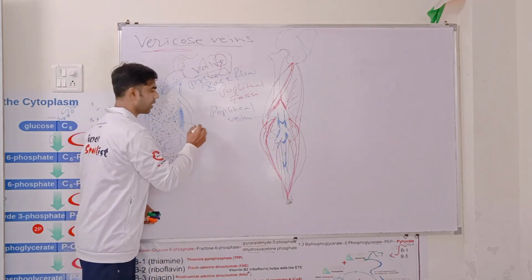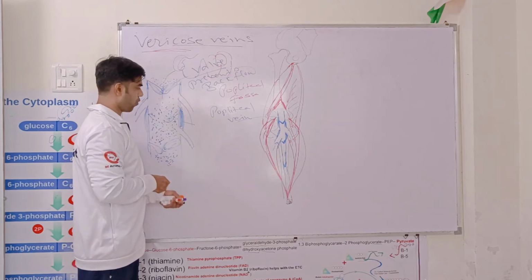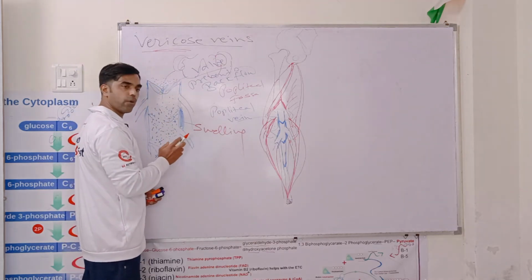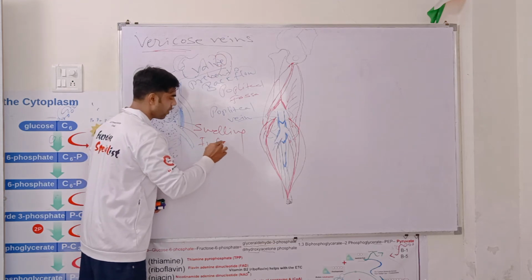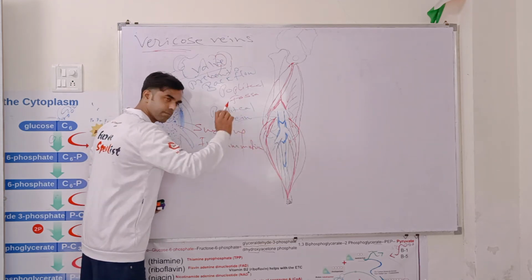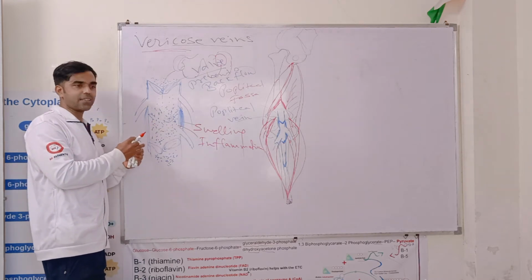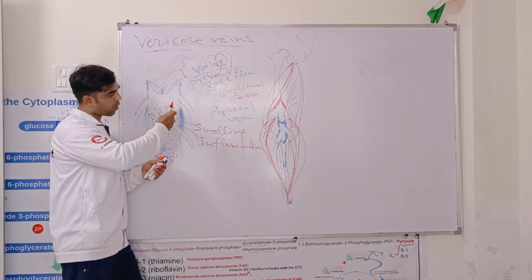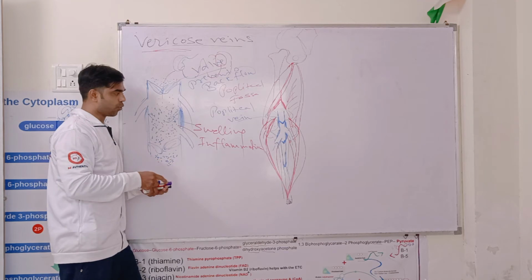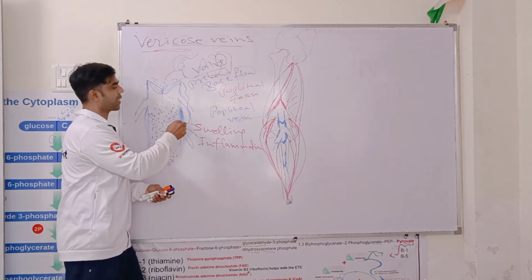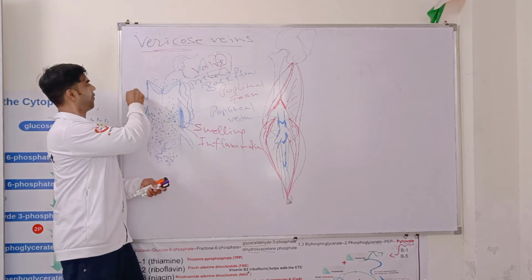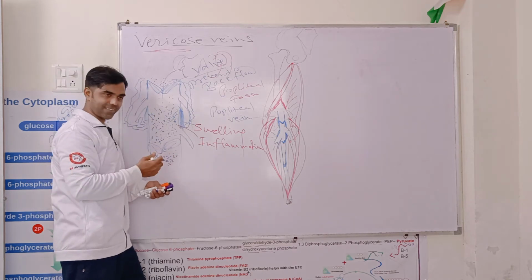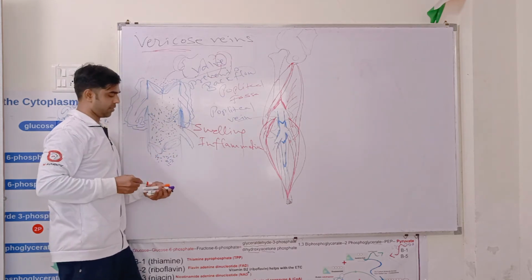So now it is in swelling. Once your valve is damaged, it will go into swelling. It will develop inflammation, right? And now it will start trying to make more routes, more ways, more branches to send it back to the upper region. And once it is creating new branches, it will look like a spider, right? And that's called varicosities.